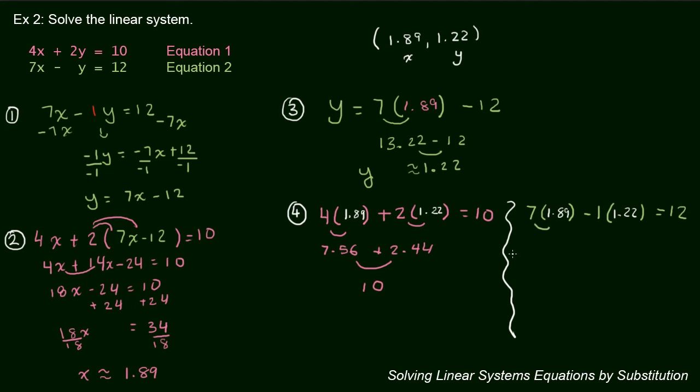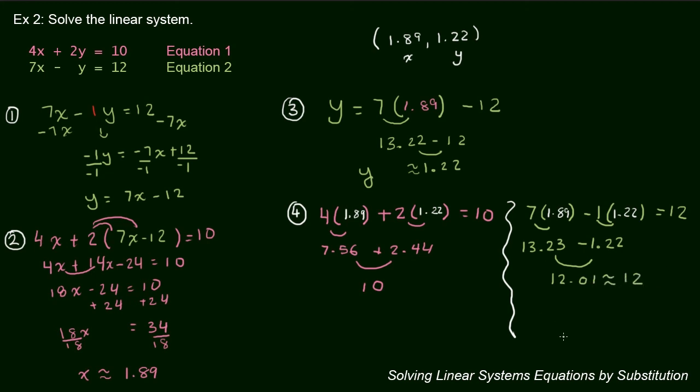7 times 1.89 is 13.23. Negative 1 times 1.22 is negative 1.22. When I simplify this, I get 12.01, which is approximately equal to 12.